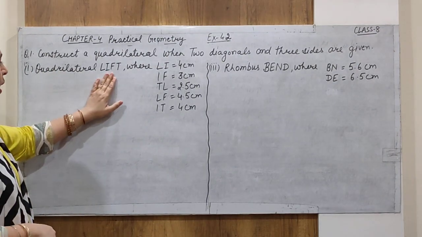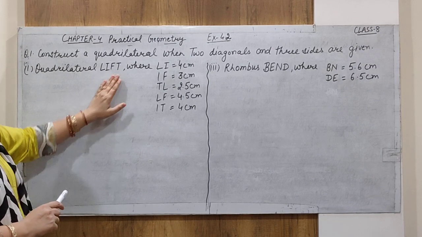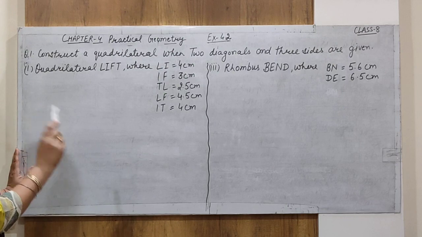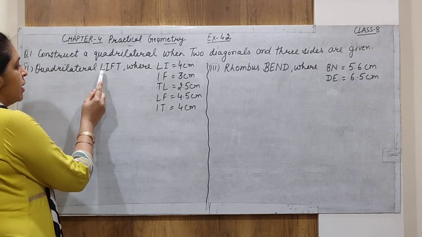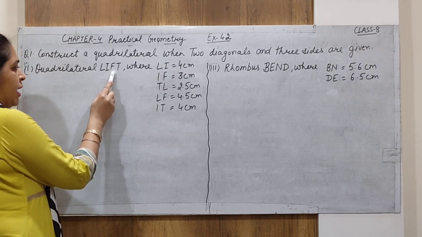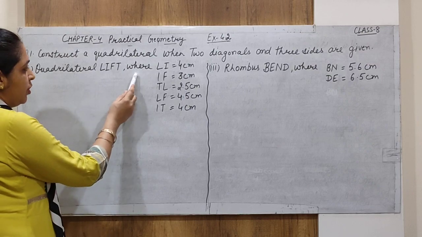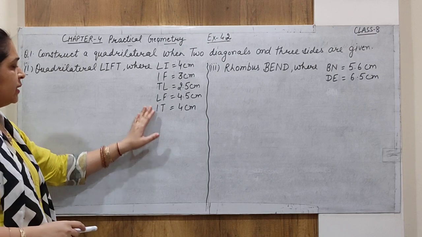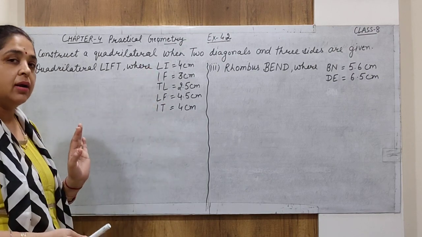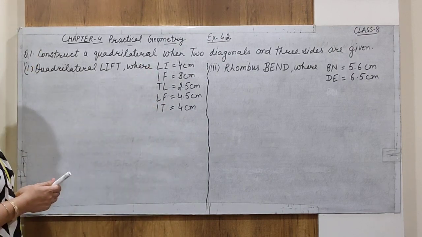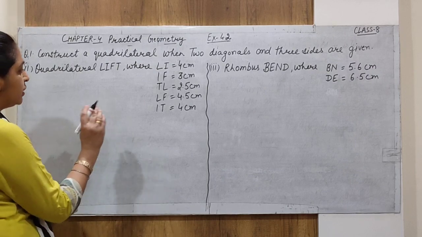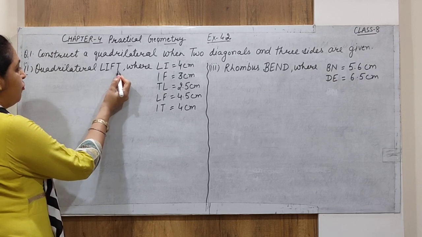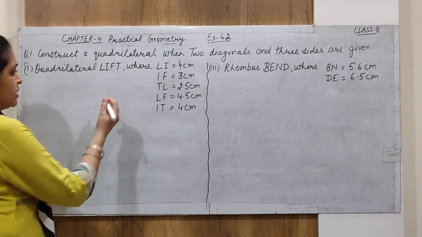Quadrilateral LIFT. You have to construct a quadrilateral with four vertices. The names of the vertices are L, I, F, T, where some lengths are given. Let us understand what kind of lengths are given. So let us start with a rough sketch. We first draw a rough sketch using L, I, F, T as the vertices.